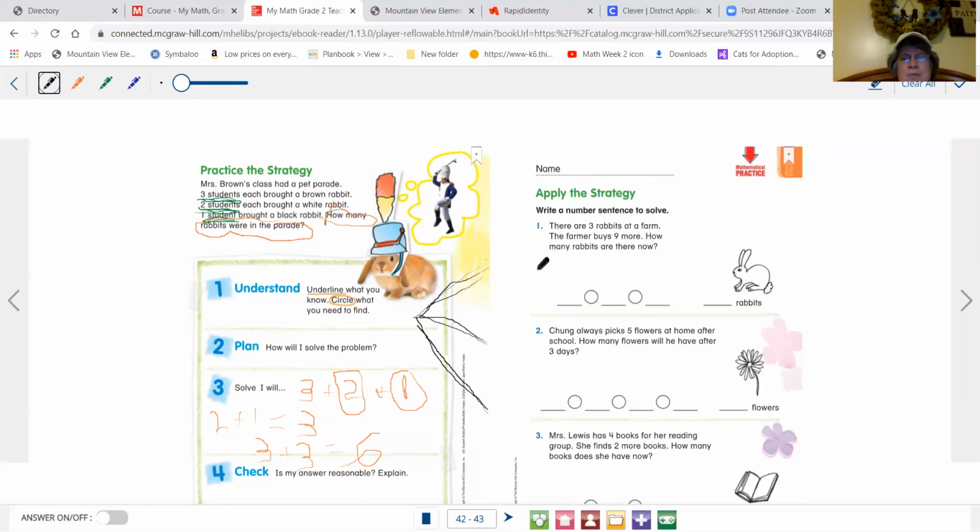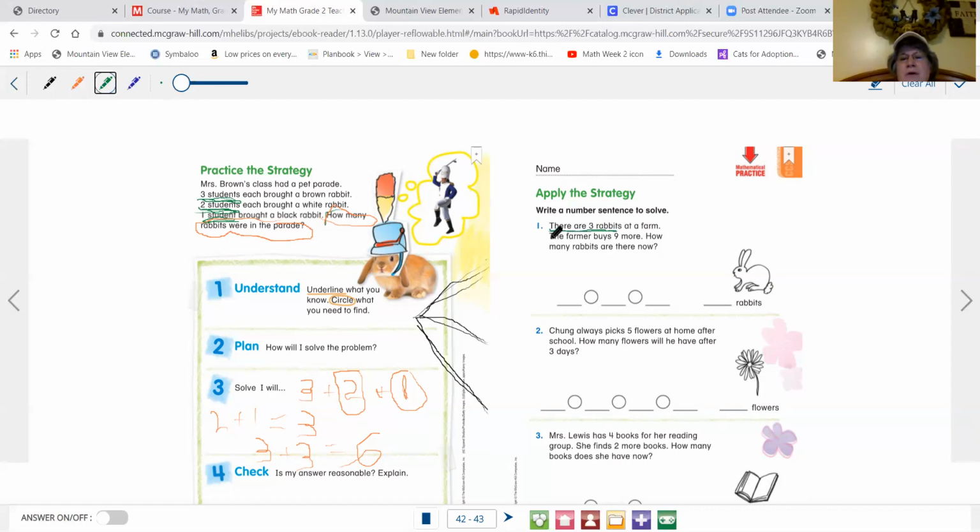Let's read the problem together first. There are 3 rabbits at a farm. The farmer buys 9 more. How many rabbits are there now? So let's go back into our word problem and underline what we know. So we know that there are 3. Remember, I'm going to use the green because this is what I know already, and I can go into the next step. And if you want to use your colored pencils or crayons or highlighters to do this, that is fine. So we know that there are 3 rabbits, okay?